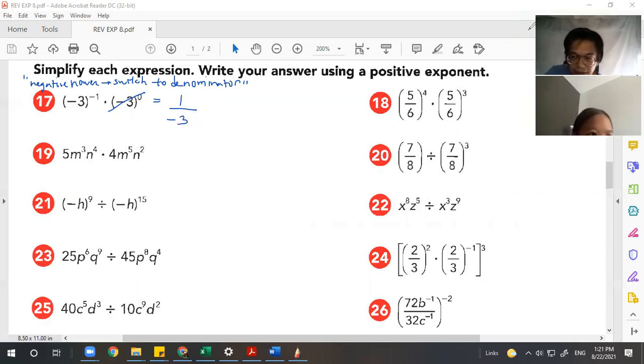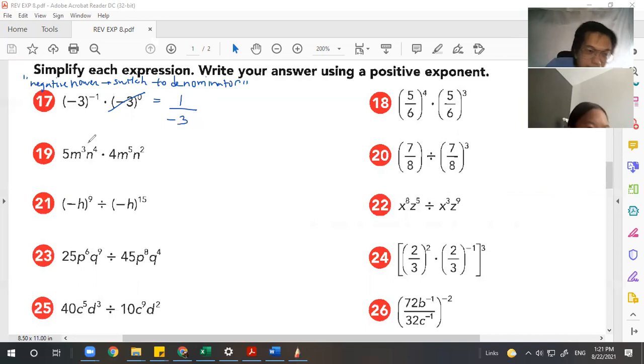Wait, so if it's negative, if it is negative another 4, let's say, how do you do this? 1 over negative 3 to the power of 4. Get it? So just ignore the negative sign on the power and put it below. Make sense for you? Yeah, okay.